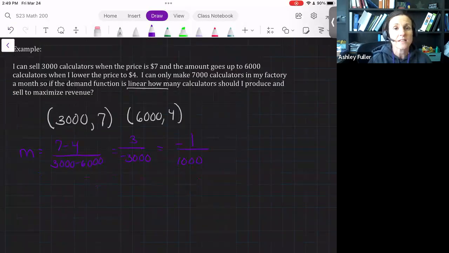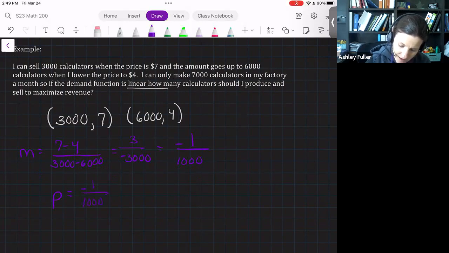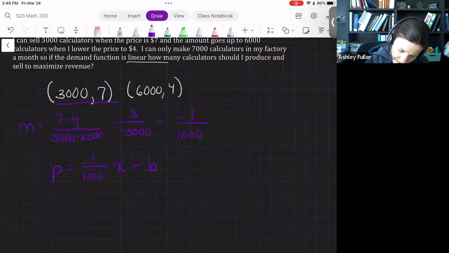But I want this in terms of a linear function. I'm looking for the function that describes price as my demand function. So that price is going to be negative 1 over 1,000 times however many calculators I sell plus some y-intercept. I can use either of these points to plug it in. If I plug in a price of $7, that resulted from selling 3,000 calculators.